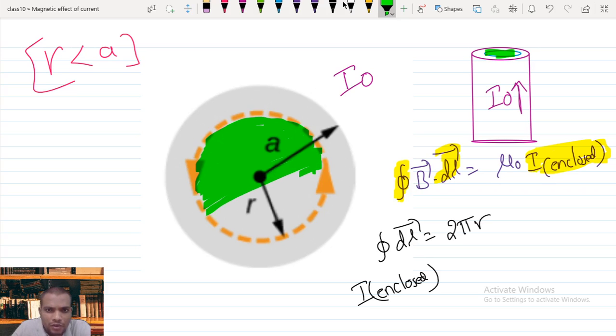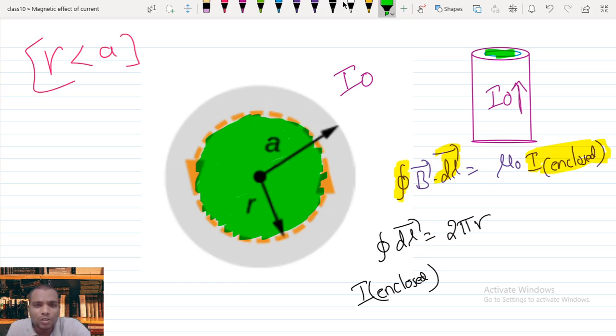If you calculate current which is not in the Amperian loop, then this law fails. So that's why I'm giving a very careful caution whenever we try to use Ampere's law. First bother about how much current is flowing through the Amperian loop. That's what we need to find.